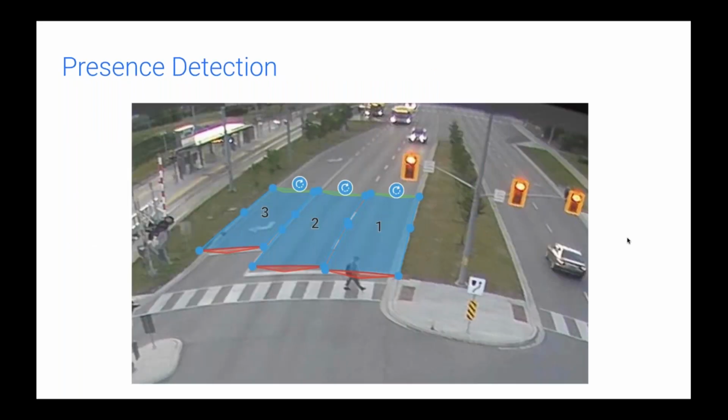So here is an image of presence detection in Miovision. You can see we've got a nice camera view of an intersection here. And in the blue, we have different detectors that are going to be looking for vehicles to drive into them or be within those zones. Same thing would account for bicycles, buses, motorcycles. We're just looking for any form of a vehicle to enter those zones.